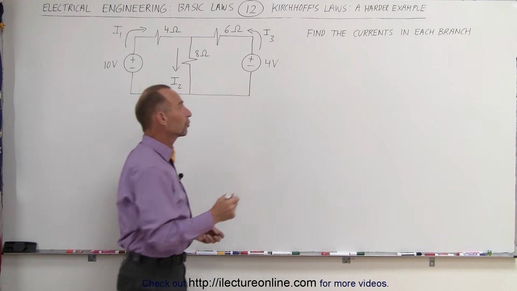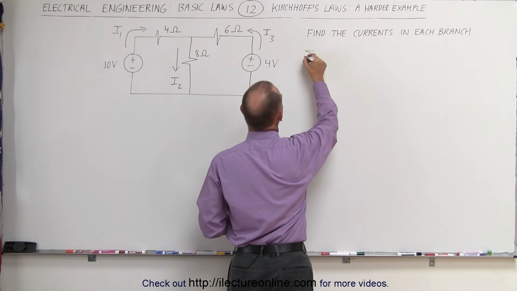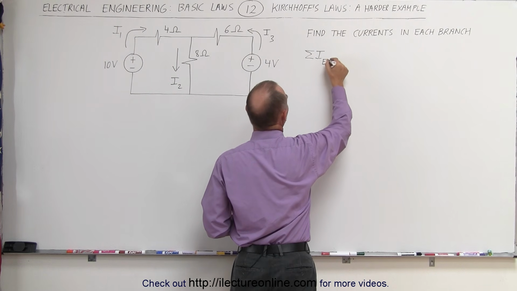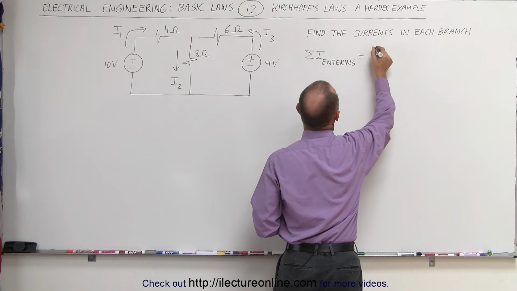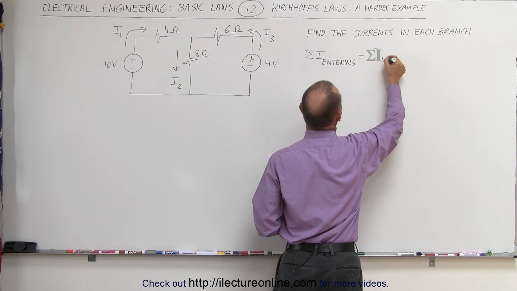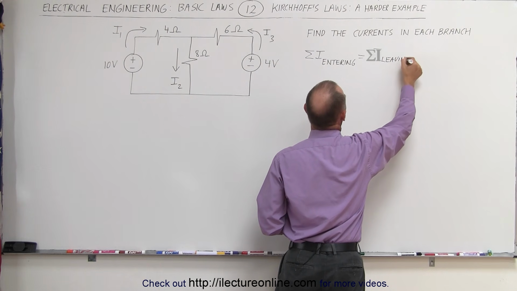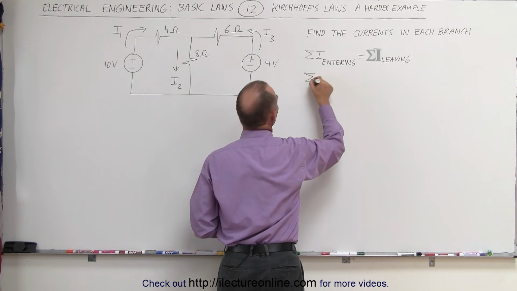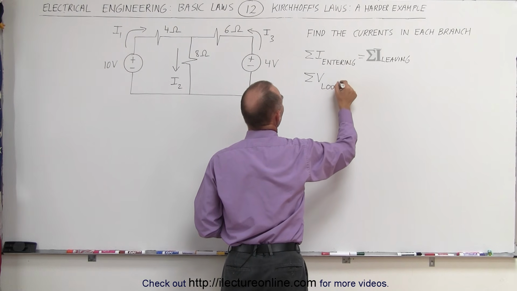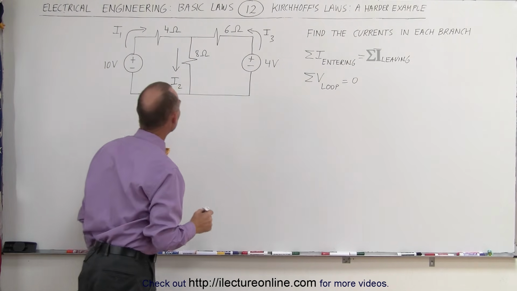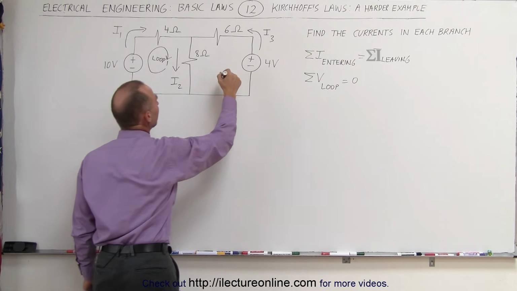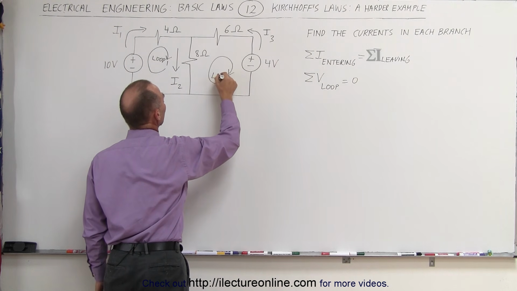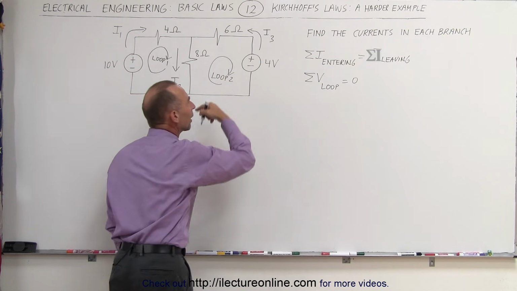Now we have the two laws of Kirchhoff. The first one says that the sum of all the currents entering a node should equal the sum of all the currents leaving the node. And we also know that the sum of all the voltages around a loop should add up to 0. We're going to use two loops. Here's loop number 1. And it's always a good idea to indicate the direction that you're taking when you're going around the loop. And here's loop number 2. And again, indicate the direction you're going to follow when you go around loop number 2.